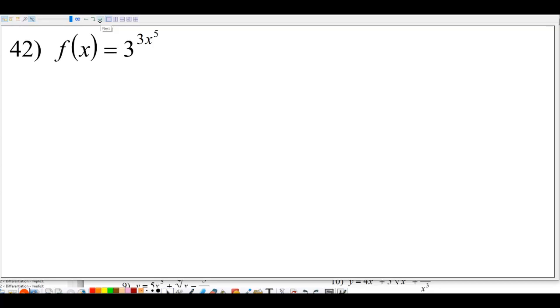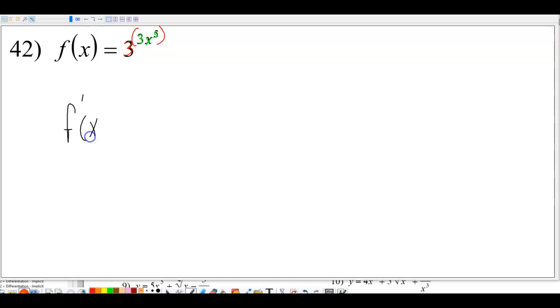Go ahead and take a look at number 42. This is another exponential problem, but this time my base is not an e. So let's see what the difference is there. So now, just like the e problem, the exponential part is my outside, but the inside is this part here in parentheses, the exponent. Right?